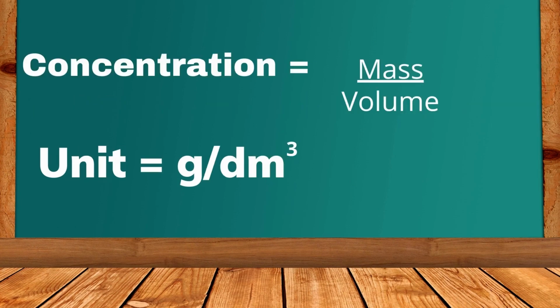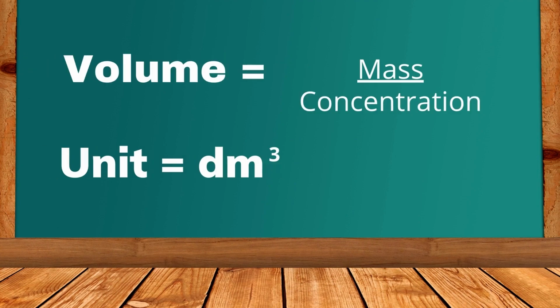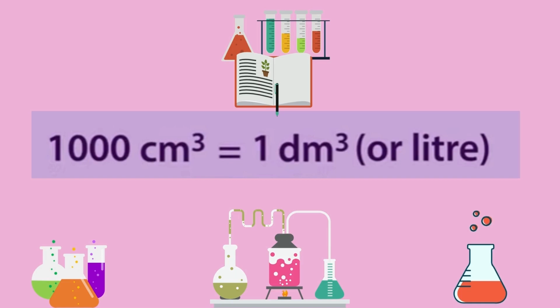Concentration is equal to mass divided by volume, and the unit for concentration is grams or gram per cubic decimeter. Volume is equal to mass divided by concentration, and the unit for volume is cubic decimeter. 1,000 cubic centimeter is equal to 1 cubic decimeter or liter.